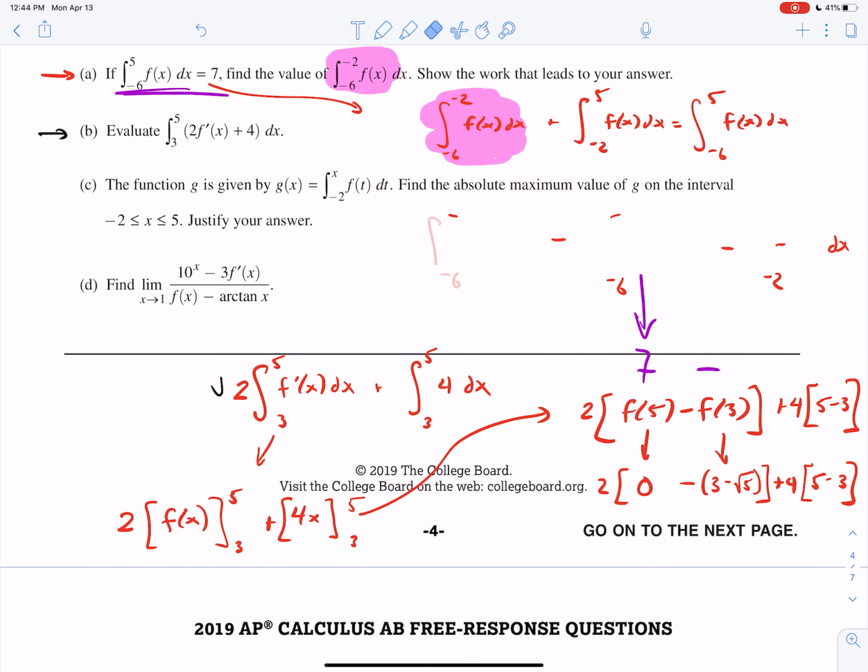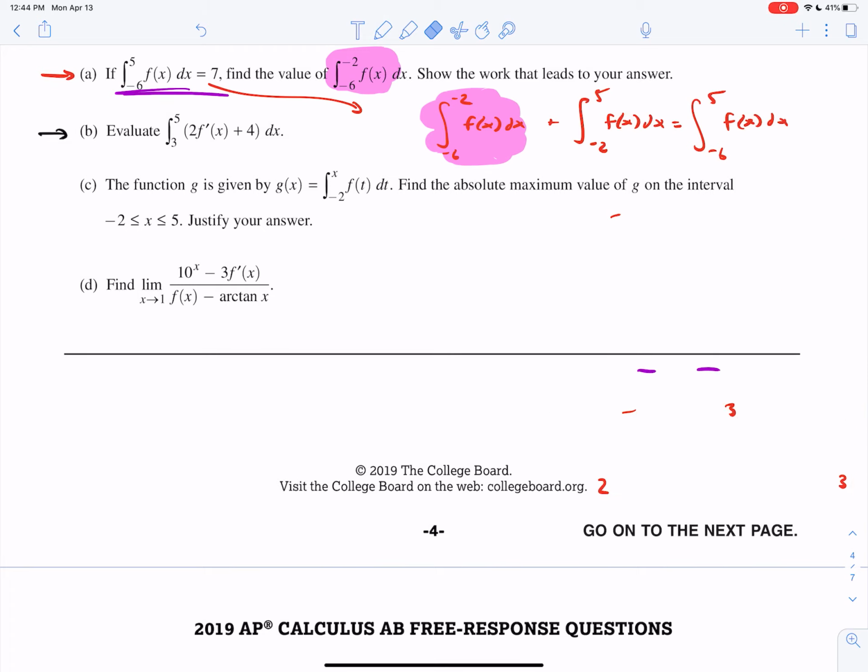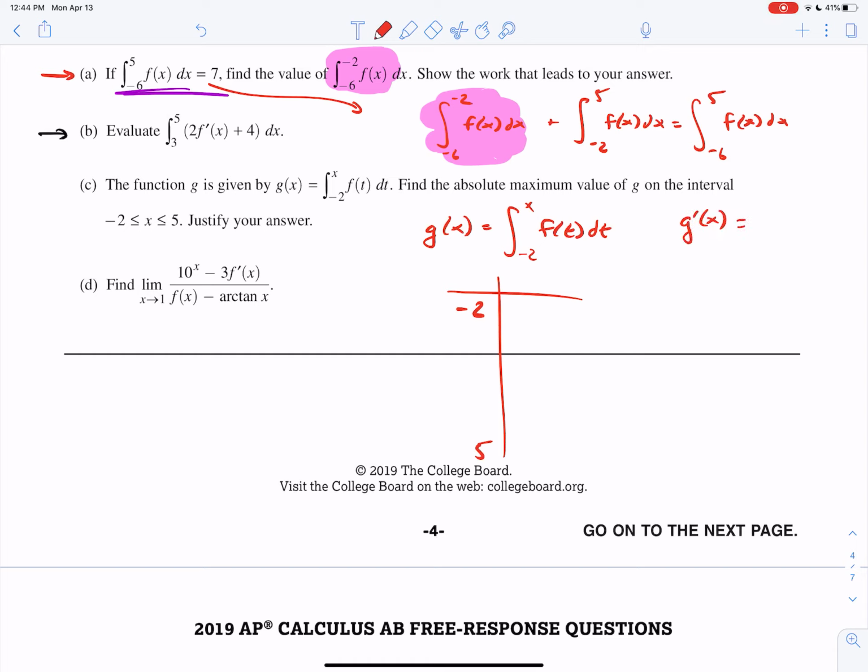So in part C, they're introducing a new function g, which is the integral of f, but from -2 all the way to some number x. So we know that g is this. And we want to find the absolute maximum value. Absolute maximums can occur at the endpoints, -2 and 5, and at a critical number. So pretty much where the derivative, g prime, would just be the derivative of the integral of f, which is just f. We set that equal to 0.